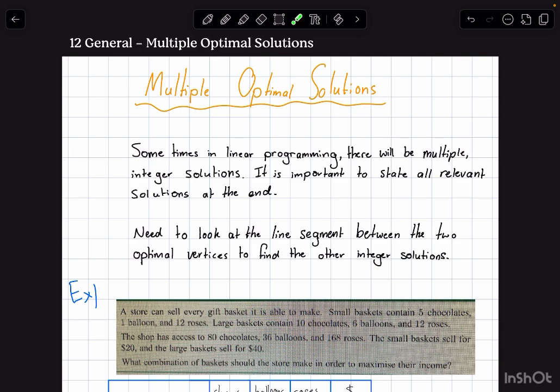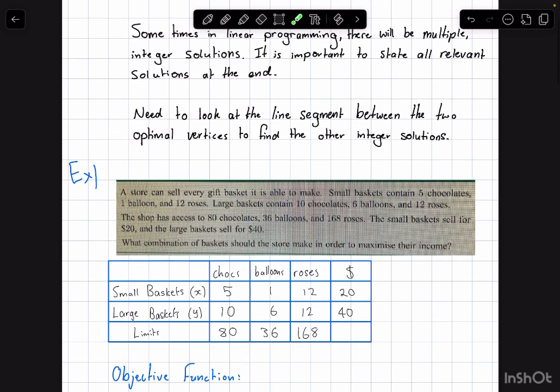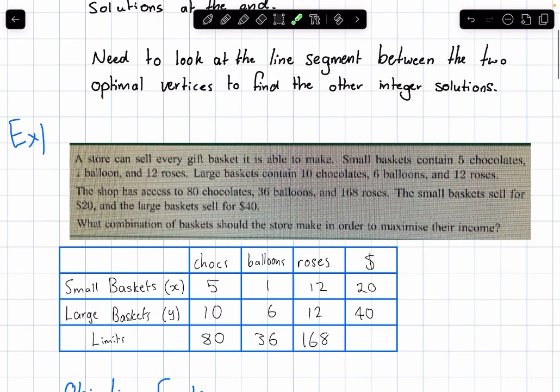So hopefully you've had a bit of a chance to read this question here, and I've gone ahead and created our table to allow us to then do our constraints. So we've got a store that sells gift baskets. They've got small baskets and they've got large baskets, and they've got a certain amount of chocolates, balloons, or roses in each of the baskets, and it gives us limitations. Now, it tells us that the small baskets sell for $20 and the large baskets sell for $40. So that is what we are going to maximize, okay?